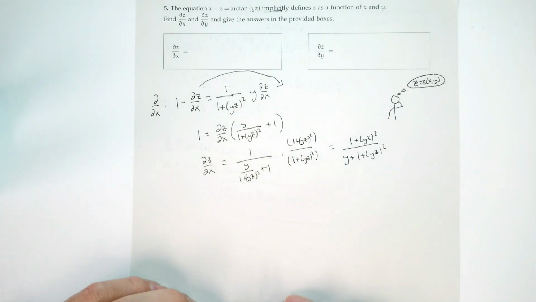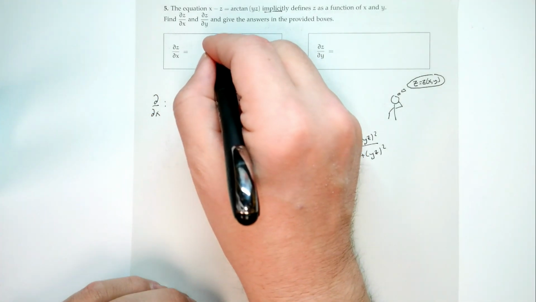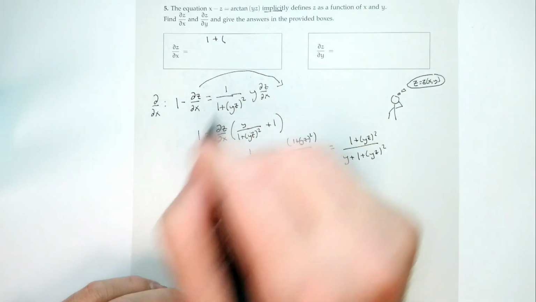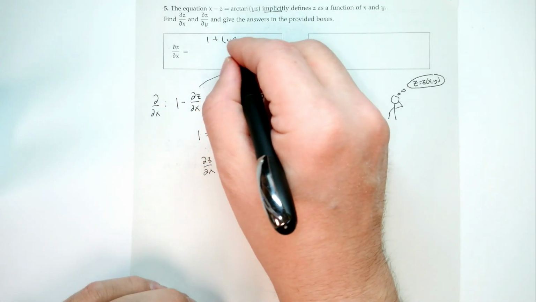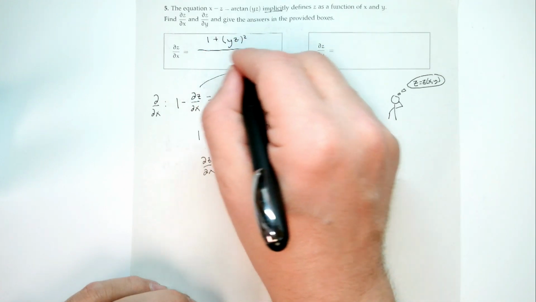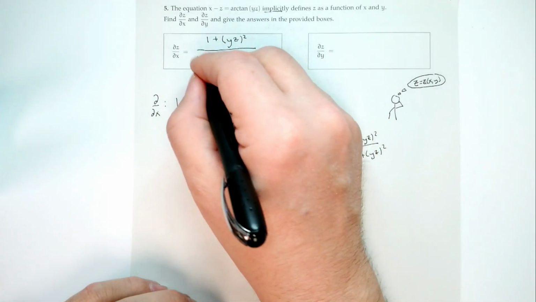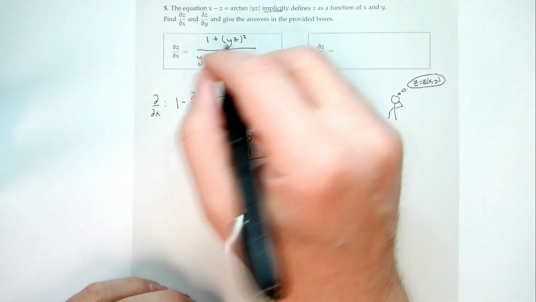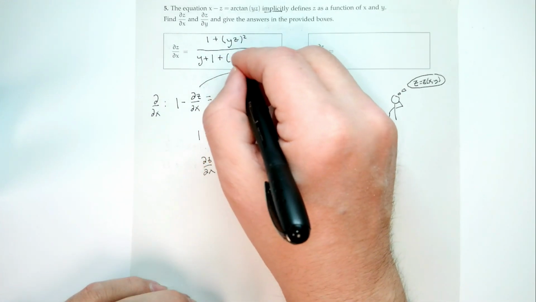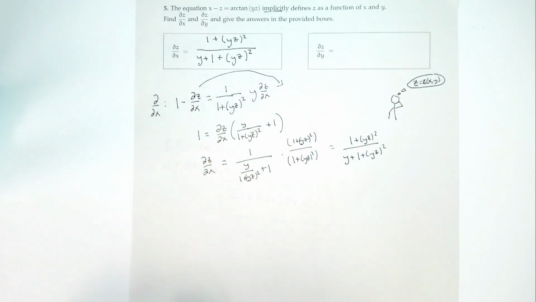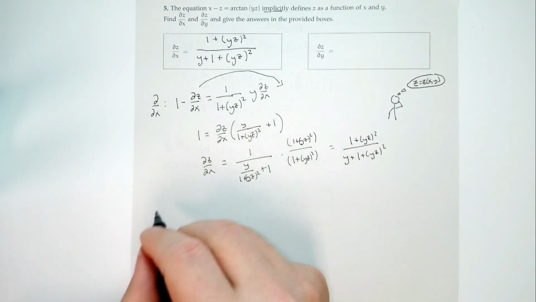And there's our answer. So that's partial z partial x, so let's put that in the box, right? Because we follow instructions. Following instructions is a good way to make sure we get all the points, and our goal has got to be to get them all. All right, so there you go. Now, how about the derivative with respect to y?